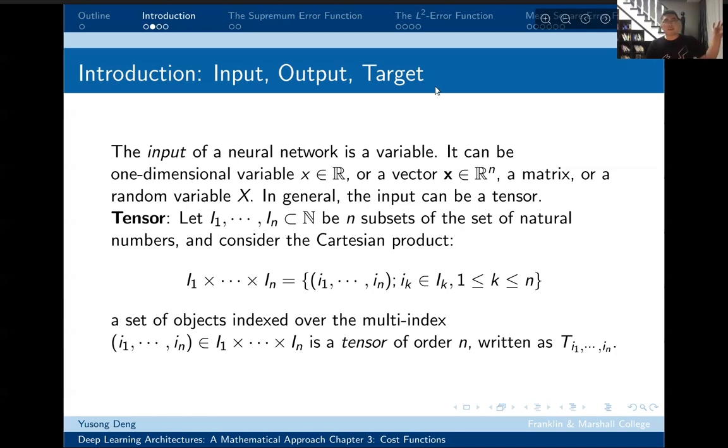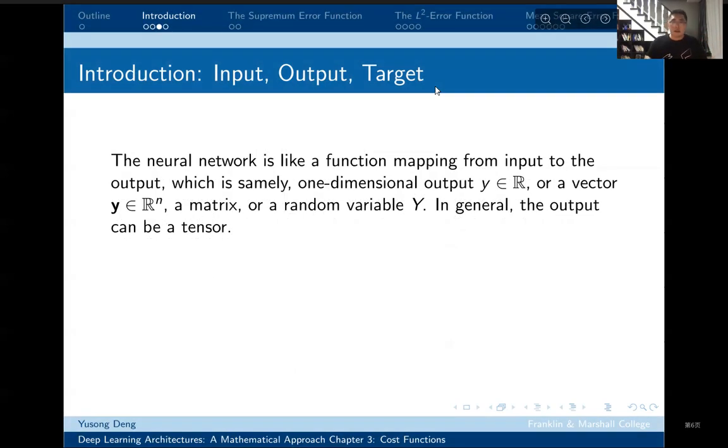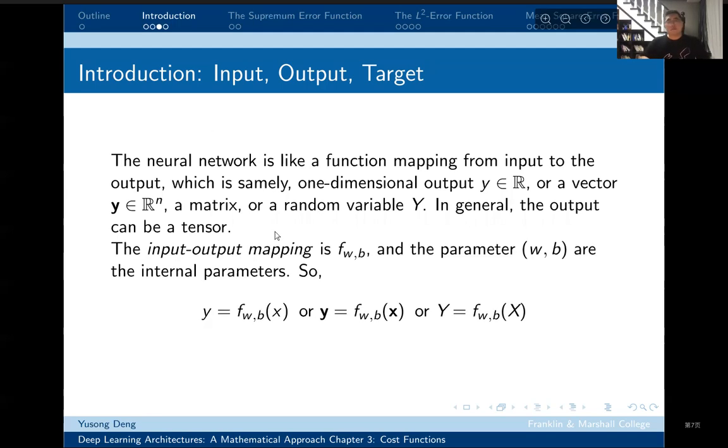So after seeing the input, let's look at the output. The neural network is just like a function mapping from input to output. So if the input can be one-dimensional, multi-dimensional, a vector, a matrix, or a random variable, capital X, then of course the output can be one-dimensional, or an n-dimensional vector, or a matrix, or a random variable. So in general, the output can be a tensor, so still TensorFlow: a tensor flows in and a tensor flows out. That is amazing.